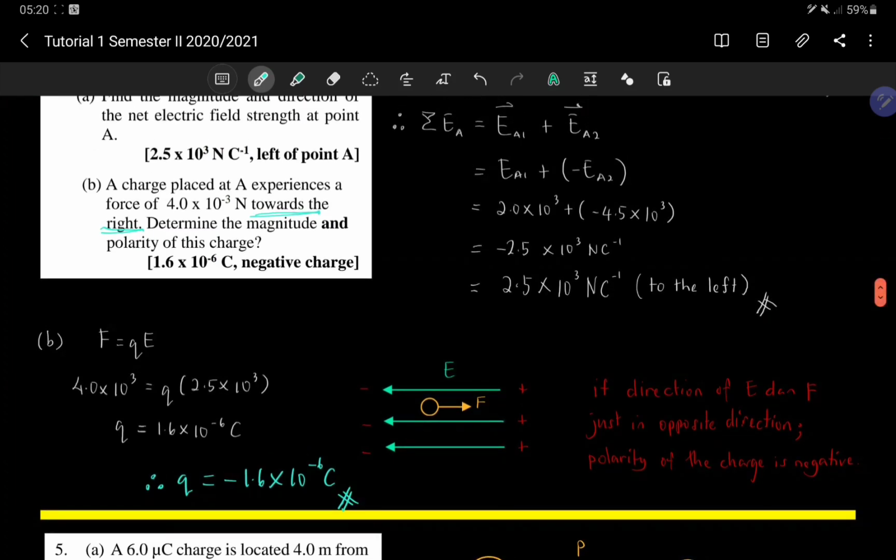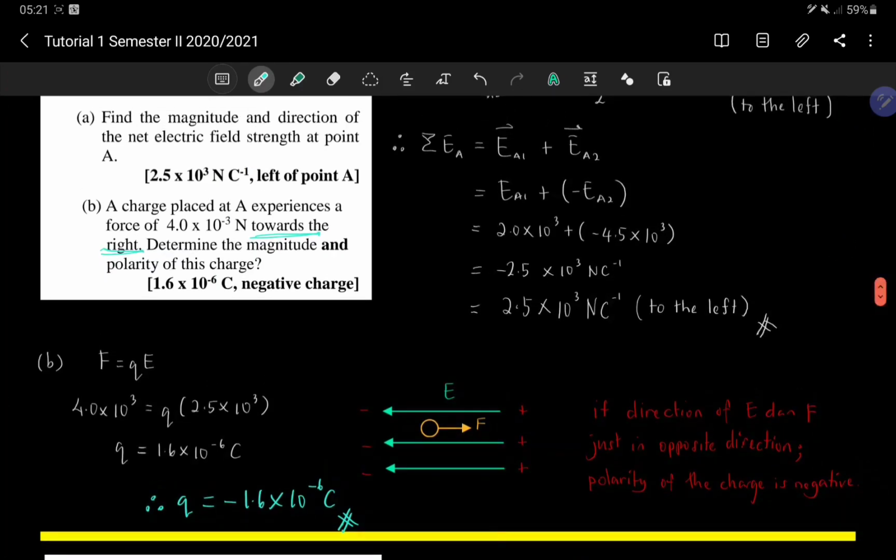Okay, I think that's enough for today. Next, we will continue with question number 5 for the second session of our tutorial class. So try to understand the concept, how to answer the question, and how to find the hidden info given in that question.